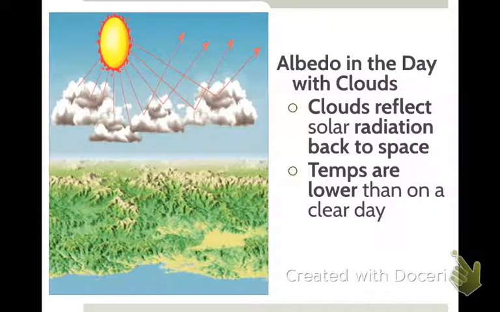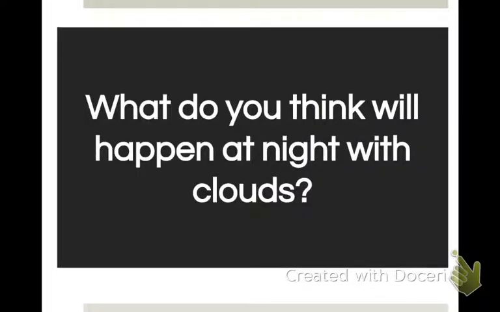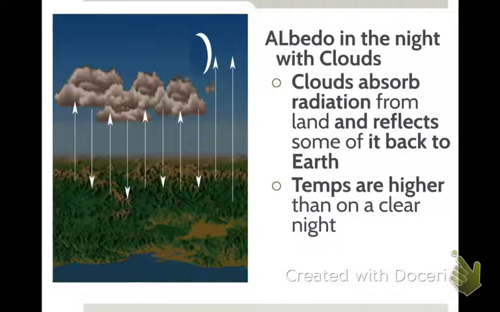So that's what happens during the day. So what do you think happens if it's been a warm day and then clouds roll in at night? Well, at nighttime, there's my question for you, but at nighttime, the clouds actually block radiation from leaving, and they reflect it back down to Earth. So they're basically trapping in the heat.